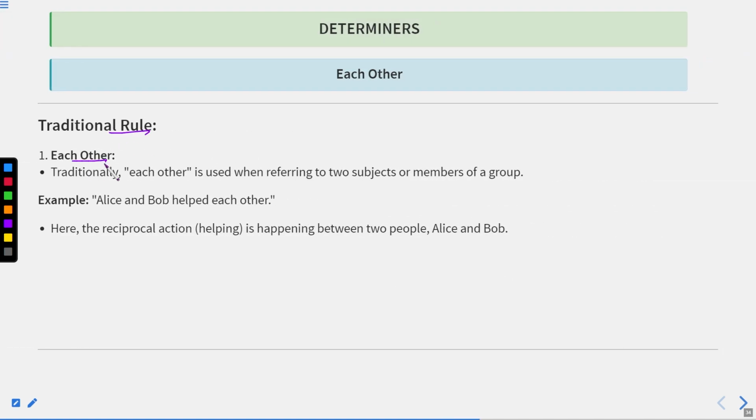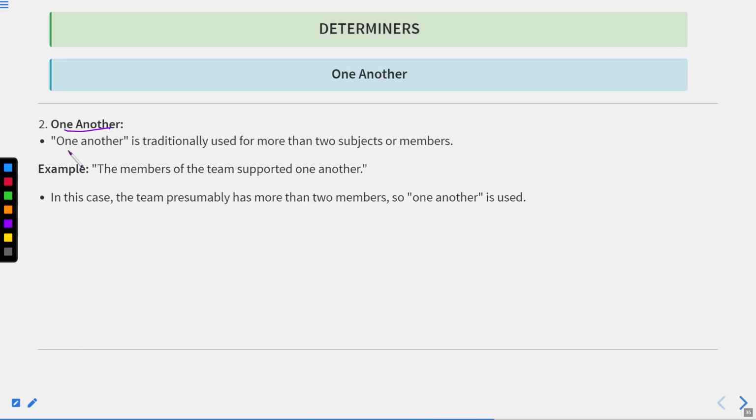A traditional rule, each other. Traditionally, each other is used when referring to two subjects or members of a group. Alice and Bob helped each other. So there are two people, so we can use the word each other. Here, the reciprocal action helping is happening between two, Alice and Bob. One another is traditionally used for more than two subjects or members. The members of the team supported one another. In this case, the team presumably has more than two members, so one another is used.